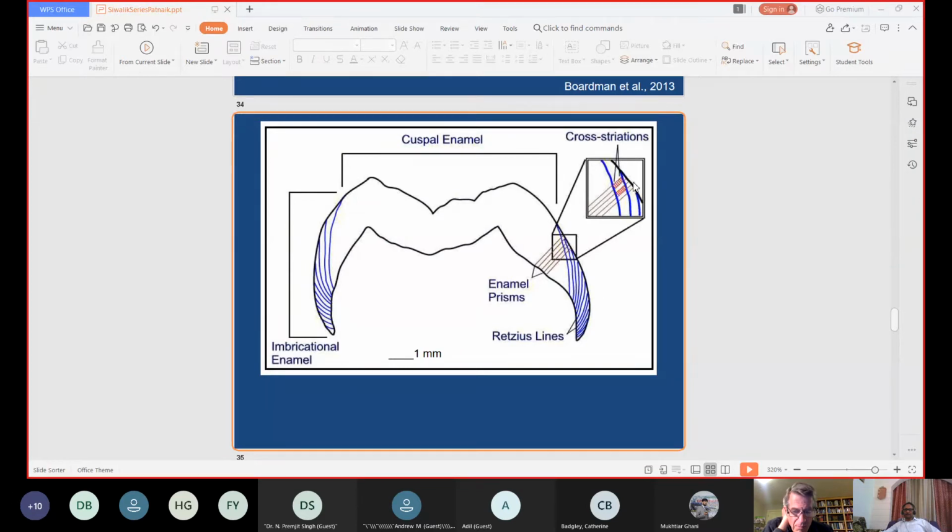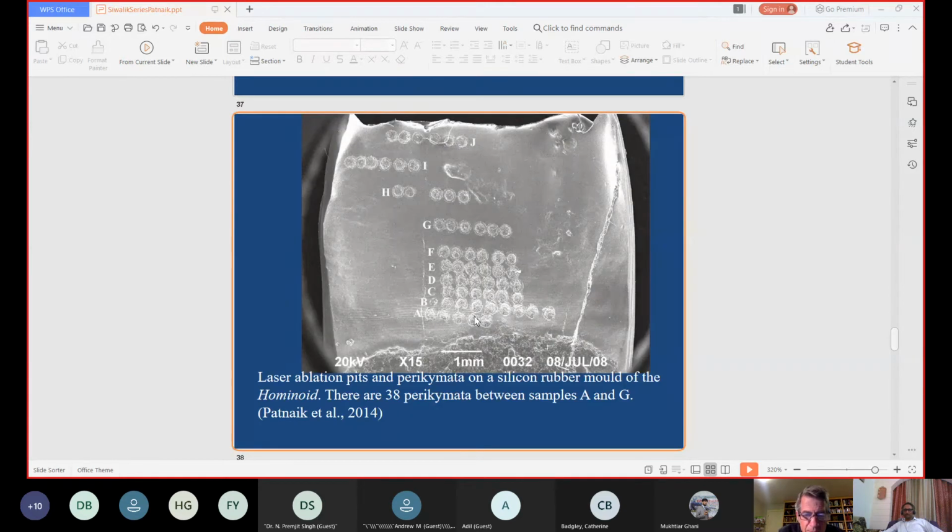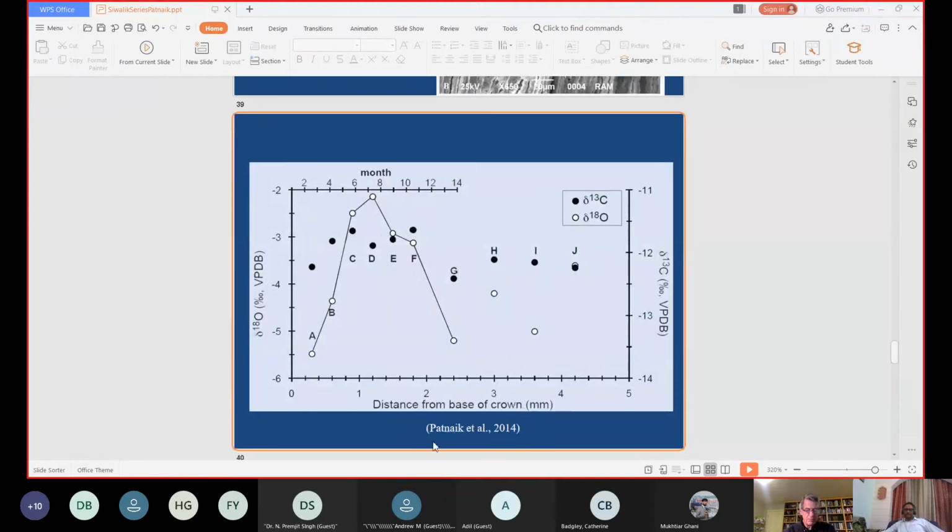I laser beamed the surface to find out how much time I'm covering, based on the laser pits. Looking at all these pits, this is one sample A, B is another sample, C is another sample. Likewise, I got values of both carbon delta C13 as well as O18. Now oxygen, we all know, behaves in a very different manner, depending upon temperature and rainfall. So primarily I was looking at diet.